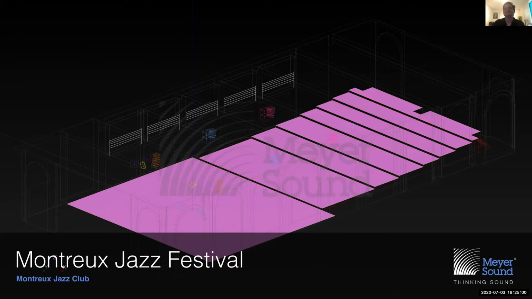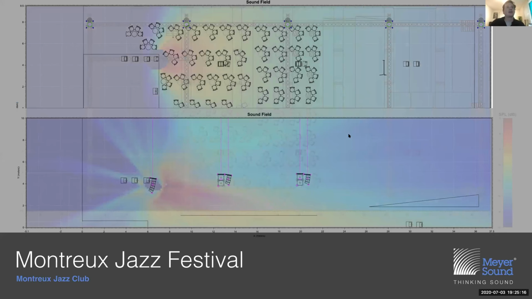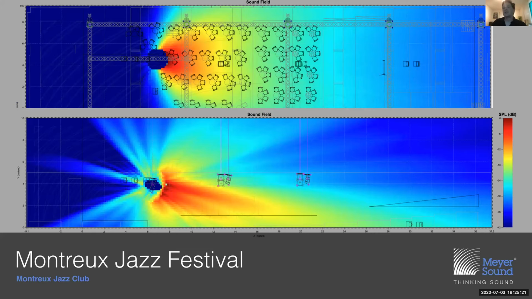So these are the predictions. This is a 3D view, though I haven't done predictions yet in the 3D view. This is the plan view, and I'm adding the section view at the bottom. As you can see, this is the main array. The main array is not covering the rear ceiling in the bar at the end, so the mixing engineer doesn't hear the main array.